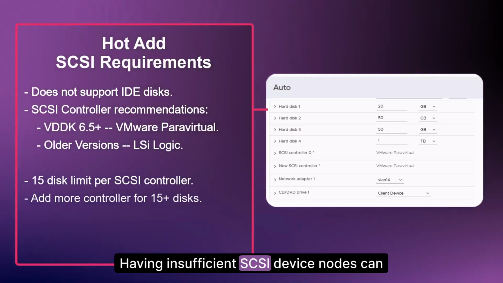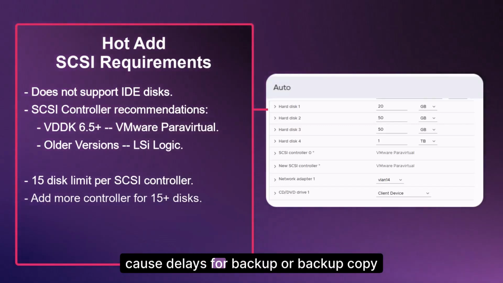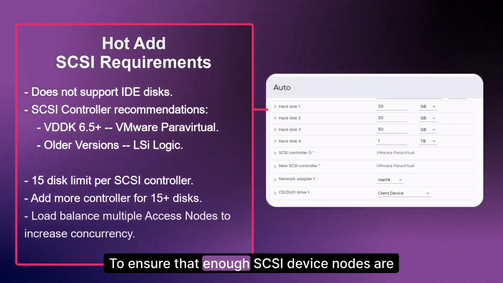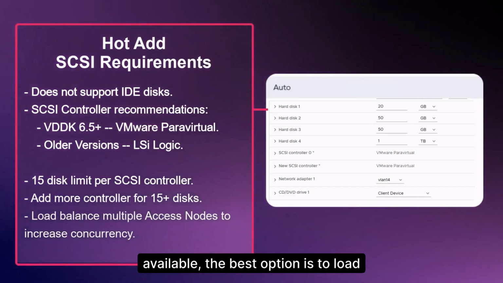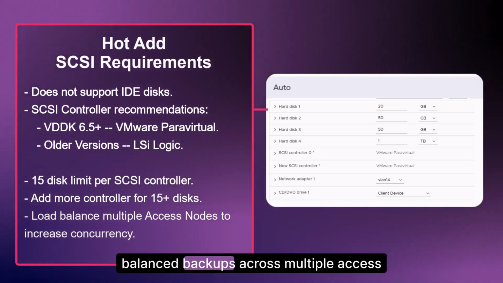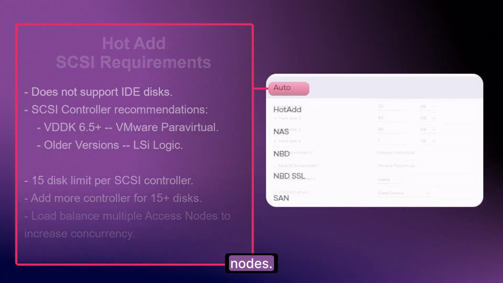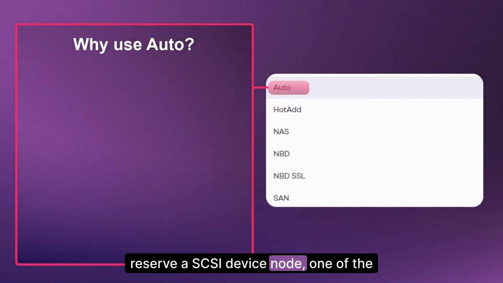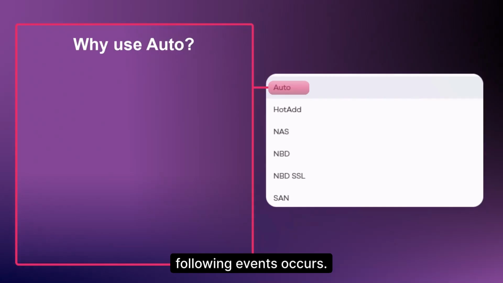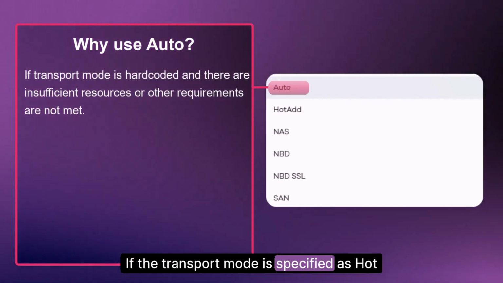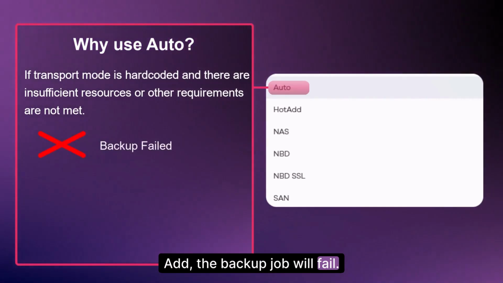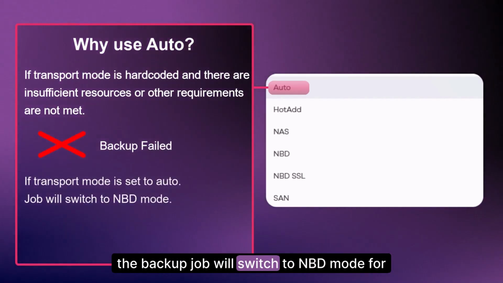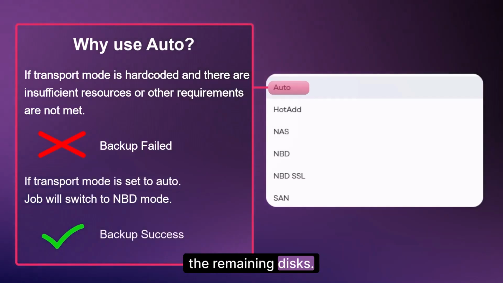Having insufficient SCSI device nodes can cause delays for backup or backup copy operations. To ensure that enough SCSI device nodes are available, the best option is to load balance backups across multiple access nodes. If the backup operation for a disk cannot reserve a SCSI device node, one of the following events occurs. If the transport mode is specified as HotAdd, the backup job will fail. If the transport mode is specified as Auto, the backup job will switch to NBD mode for the remaining disks.